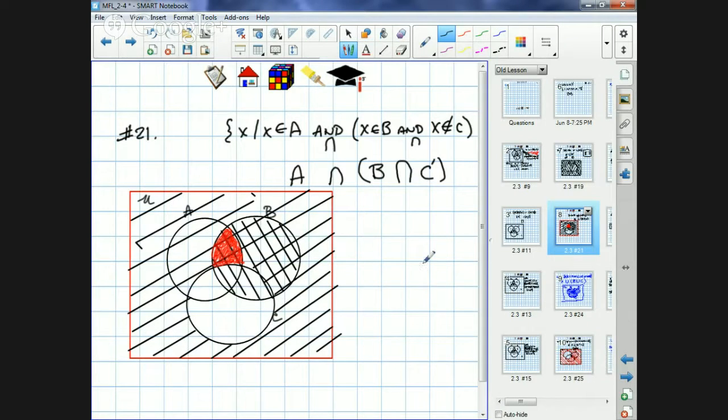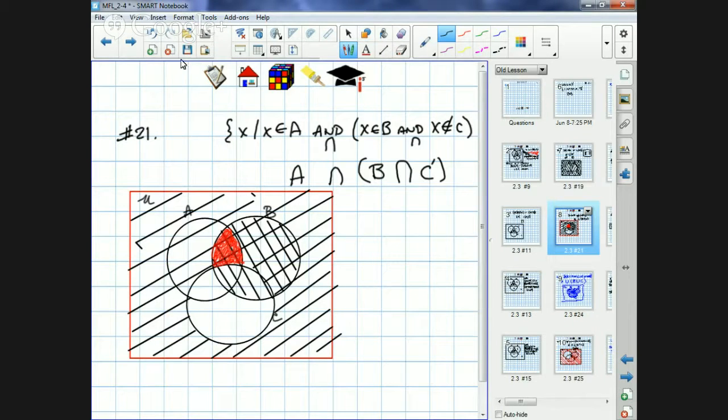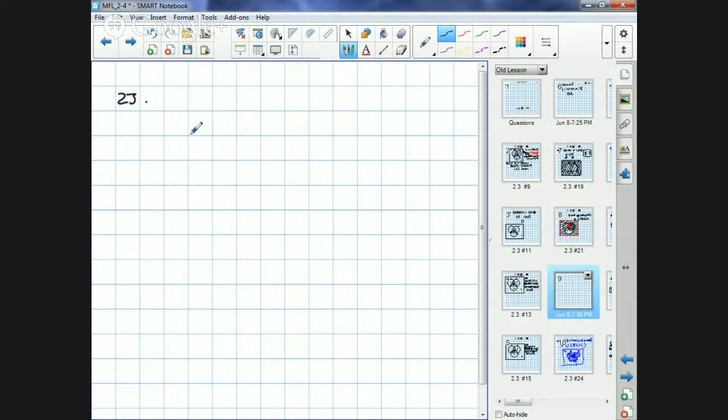All right. So then, 23. X is not an element of A, is everything outside of A. Okay, I don't have that one, so I'm going to make it up. That's all right. And then X is an element of B, so then I crosshatch B.